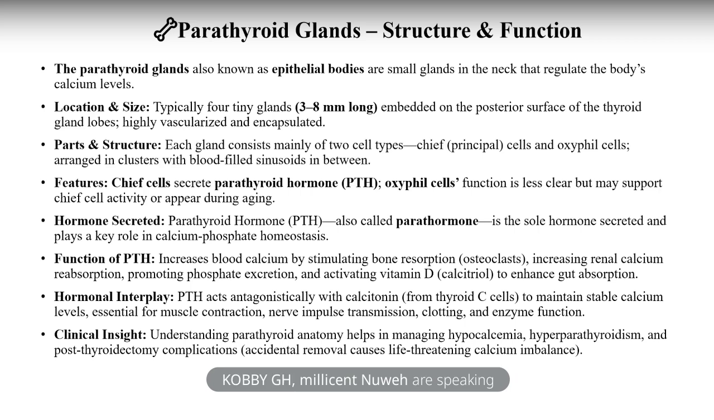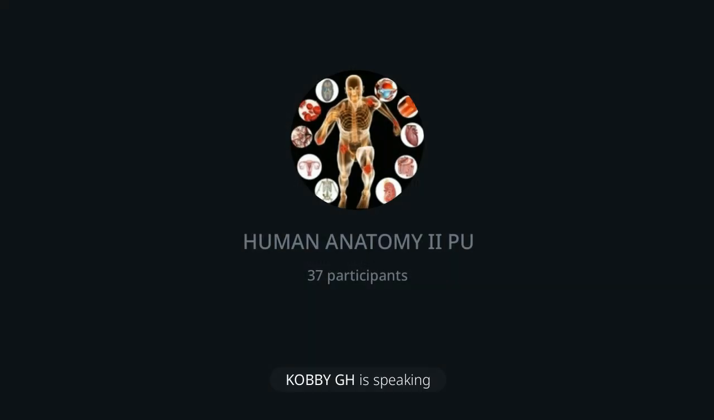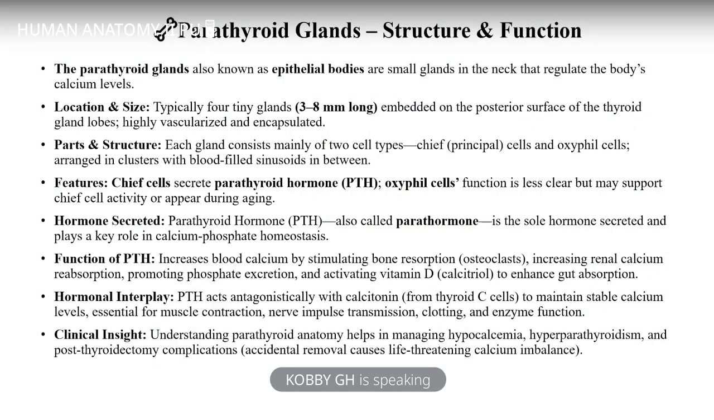It produces just the parat hormone. Is that okay? So the parathyroid hormone, we also call it the parat hormone. That is the only hormone produced by the parathyroid gland. The parat hormone. Okay. So we have 2 cells in the parathyroid gland.